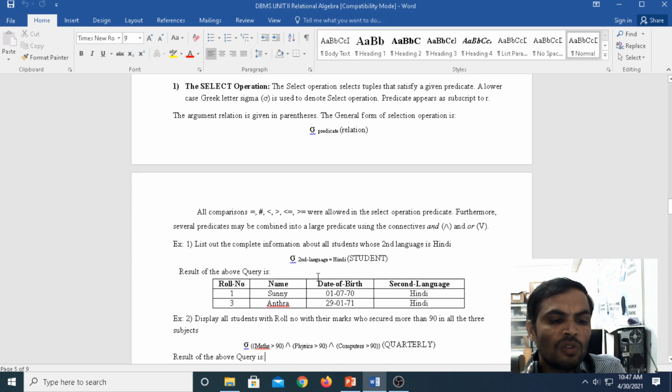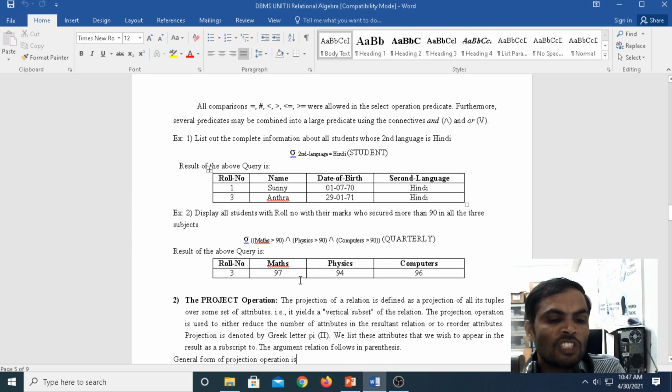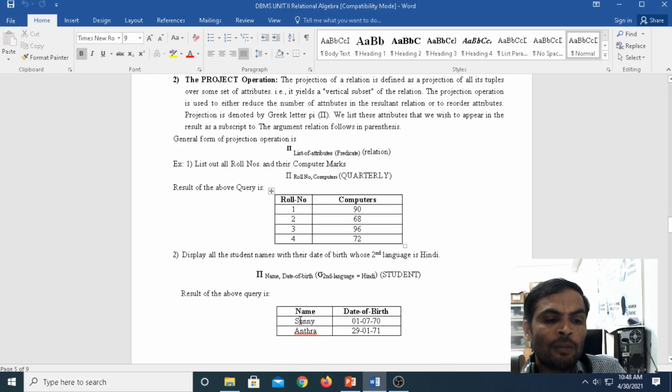Now, coming to projection, the projection operator is denoted with the help of the pi symbol in relational algebra. In DBMS we use an asterisk symbol. Here we are projecting a list of attributes, represented with pi followed by the list of attributes. In the table, the attributes are roll number and computer.